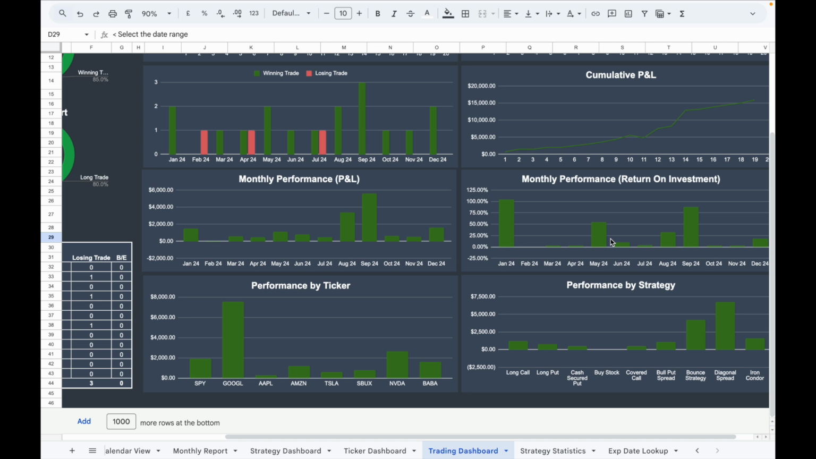You can also have a glance at the overall performance of individual tickers and trading strategies to know how individual stocks and strategies have contributed to the overall performance of the account, as well as the monthly performance in terms of ROI, profit and loss, and winning and losing trades.